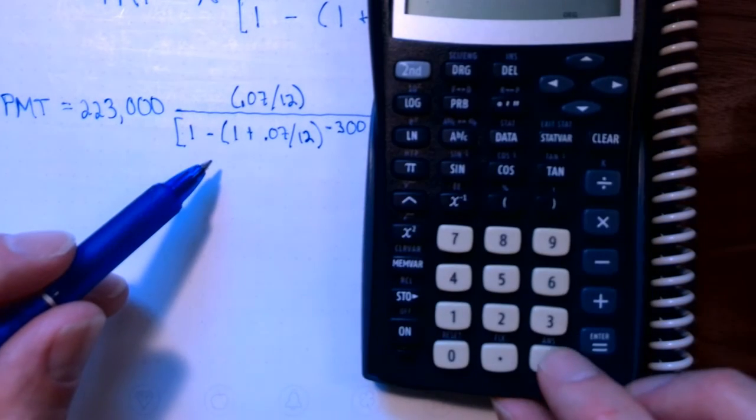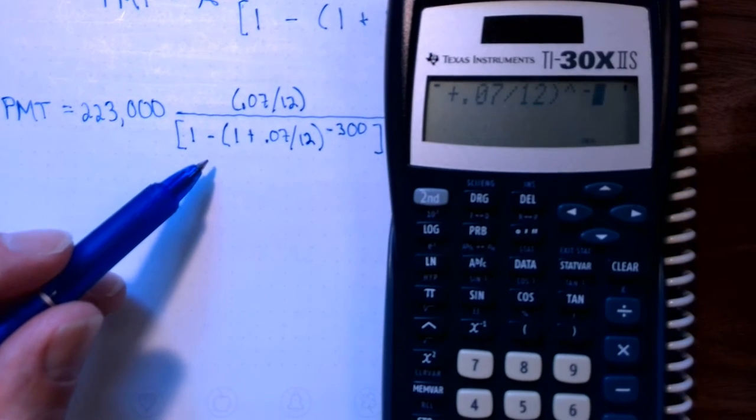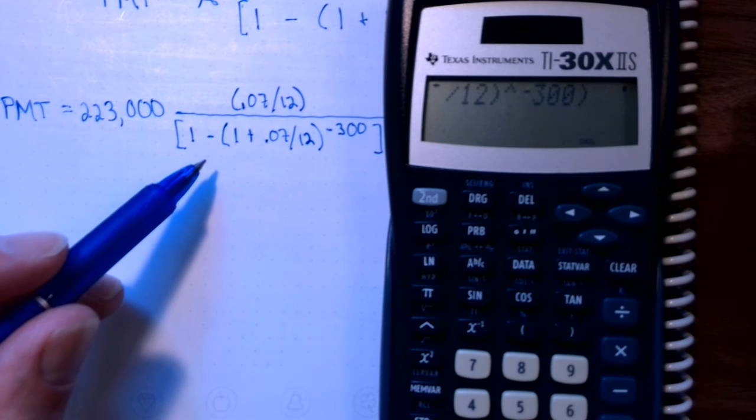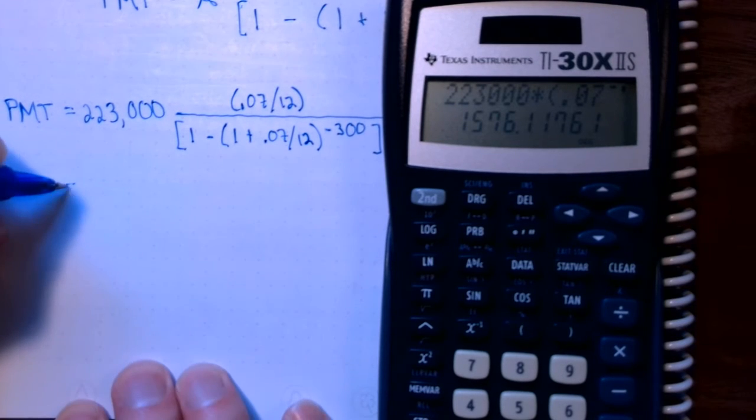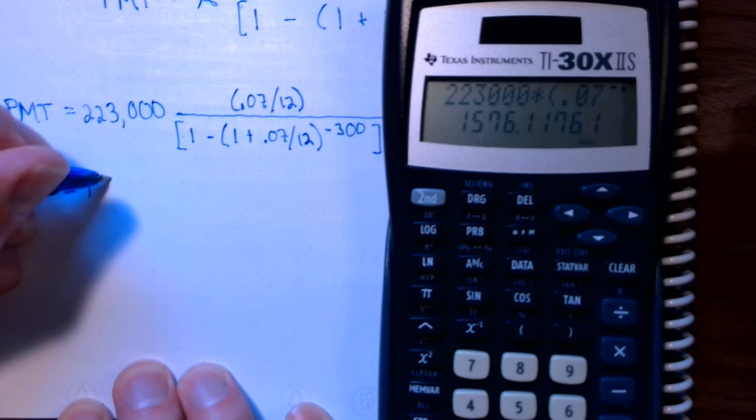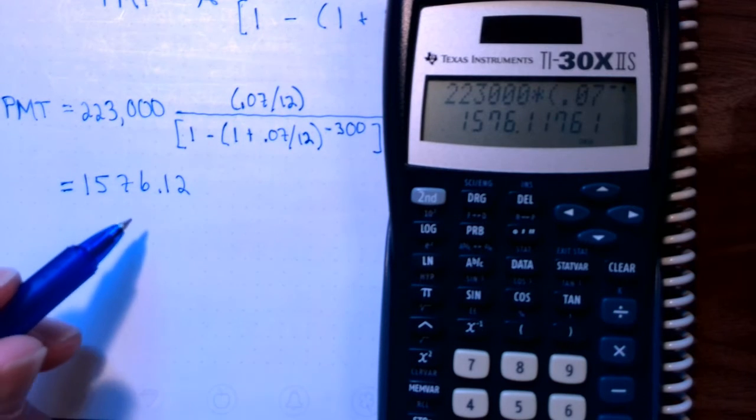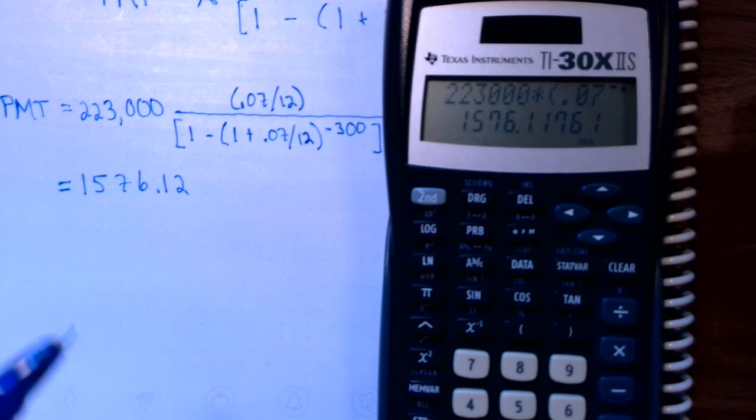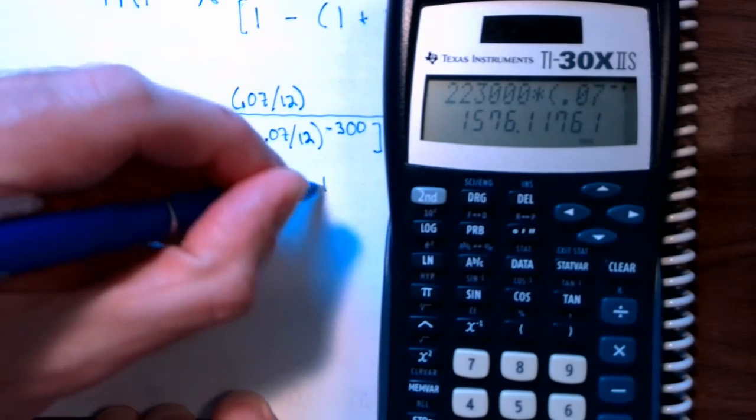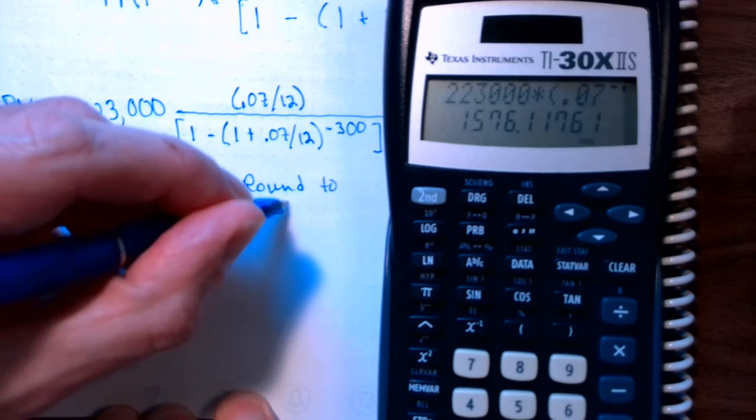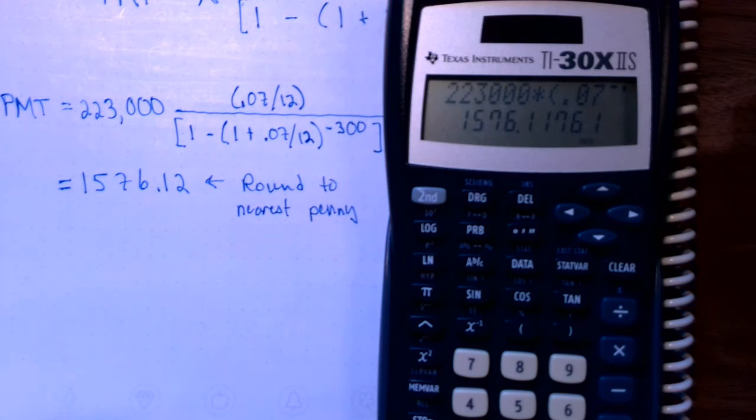Exponent. Now remember, we need to use this minus key to make things negative on this calculator. So negative 300. Close the parenthesis for the denominator. We press equals and we get our monthly mortgage payment: $1,576.12. Remember, round to 2 decimal places at the end. The reason we're using 2 decimal places is we're talking about money. You want to round that to the nearest penny.